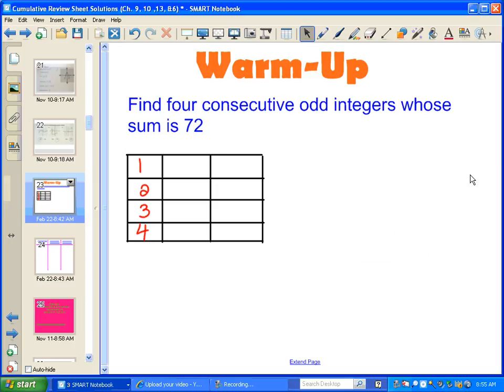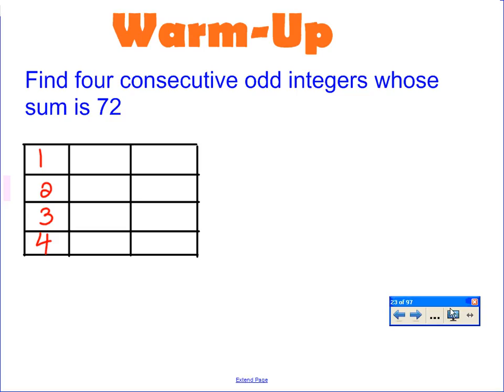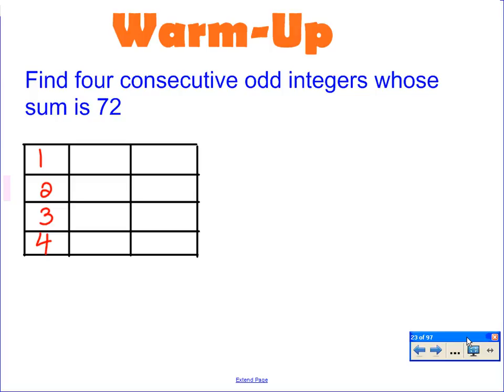Okay, our objective is to continue reviewing for the next cumulative exam. We're going to go over our warm-up first. So can someone remind us, if we have to find 4 consecutive odd integers, how do we represent the first odd integer? Now I should have at least half of your hands up, maybe all.